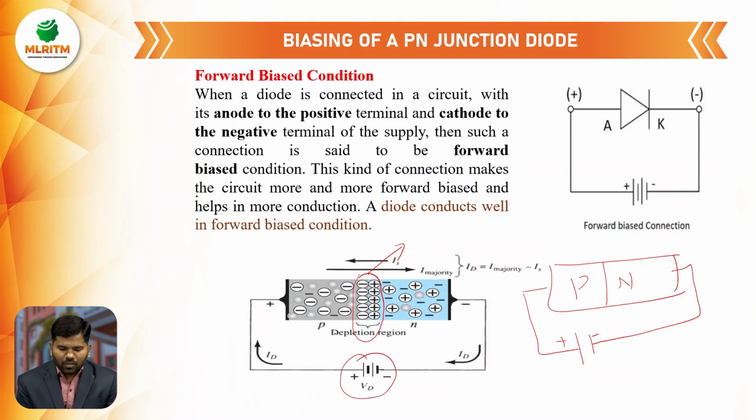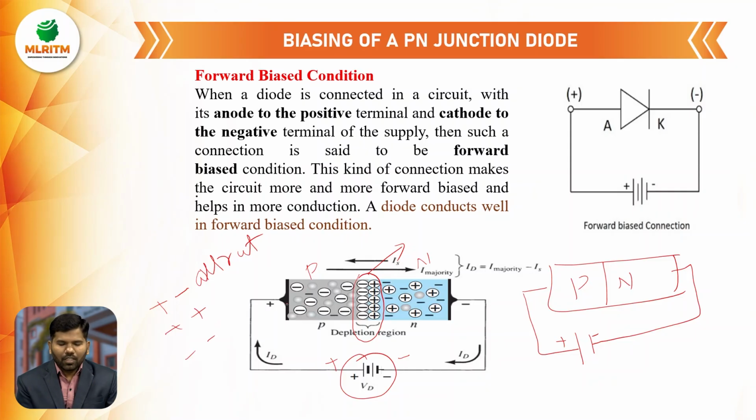here we are connecting the p-type semiconductor material to the battery positive terminal and the n-type semiconductor material to the battery negative terminal. We know that in the p-type semiconductor material, the majority charge carriers are holes. We also know that opposite charges attract and like charges repel.